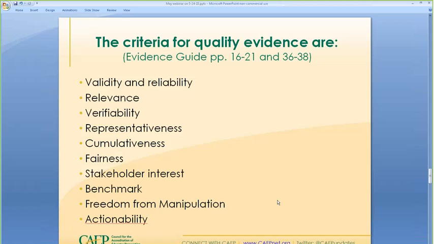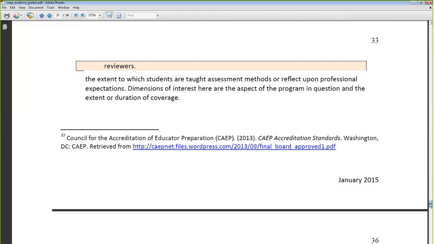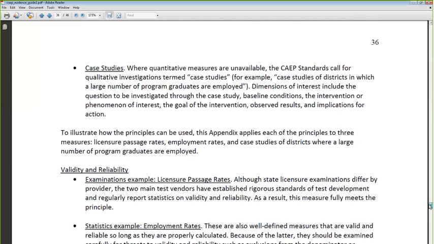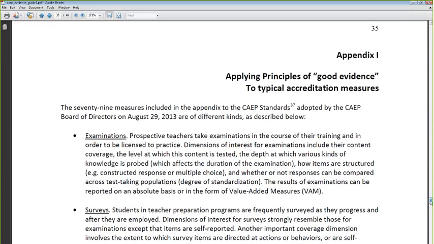And I'd suggest that this might be a very useful exercise of professional development to go through and look at each one of these criteria in relation to a case study that you might submit as part of your self-study. Where this gets really interesting are in the appendix, pages 36 to 38, also of the Evidence Guide. Let me pull that Evidence Guide up again and go to page 36 and show you what I mean. What happens in this appendix is that each one of those 10 criteria of good evidence are addressed from the perspective of typical types of evidence that might be submitted.